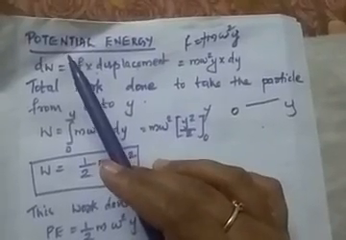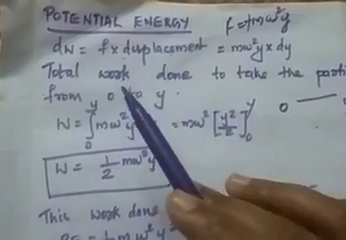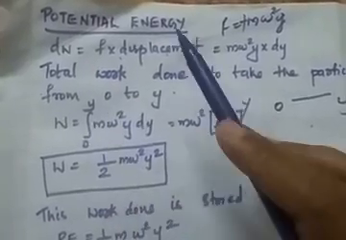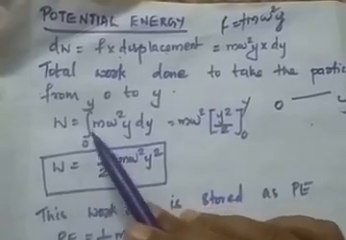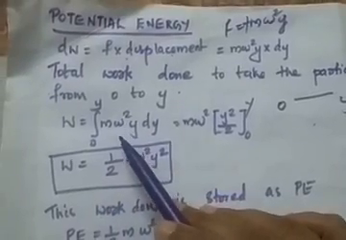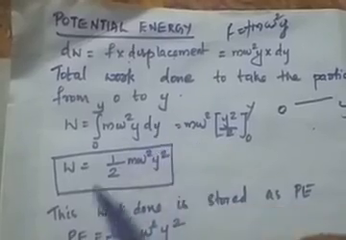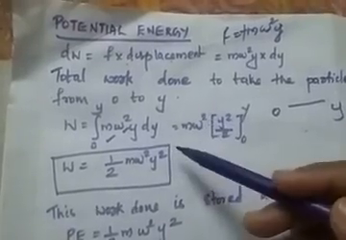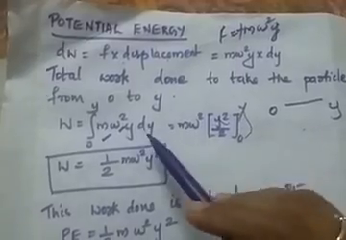First you need to find out the total small work done. Then, in order to find out the total work done, just integrate that expression for small work done. So the total work done W equals integral 0 to y of small work done. What is small work done? m omega square y dy. And here m omega square are constants, take them outside: m omega square into integral y dy.